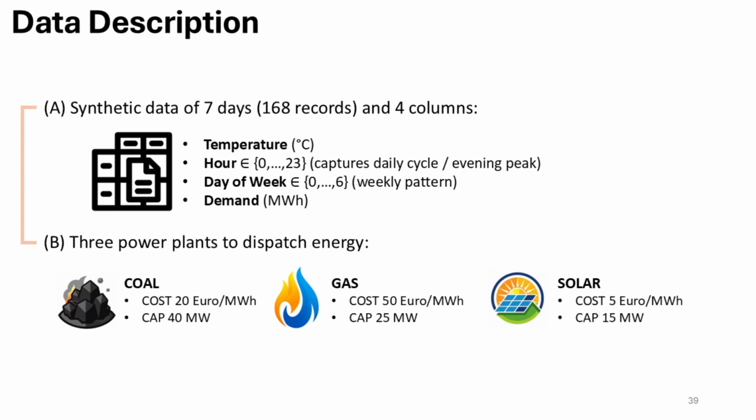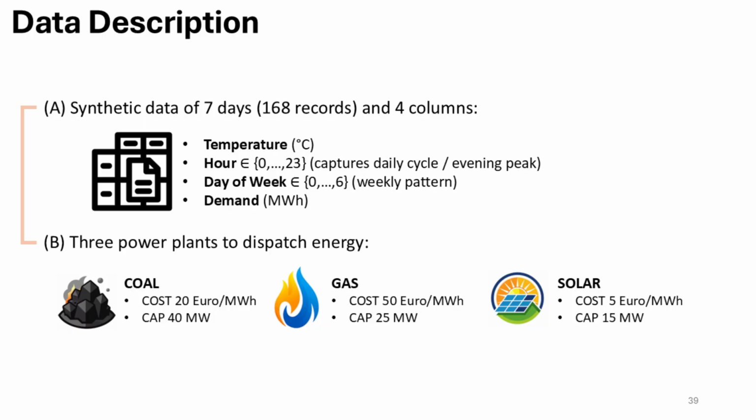Once we know how much energy is needed, the optimization task is to decide where that energy comes from. We have 3 types of power plants available in our portfolio, each with its own cost and capacity profile. Solar power. This is our most sustainable and cheapest option at only €5 per megawatt hour, though it has a limited capacity of 15 megawatts. In an optimization model, we always want to maximize this source first.